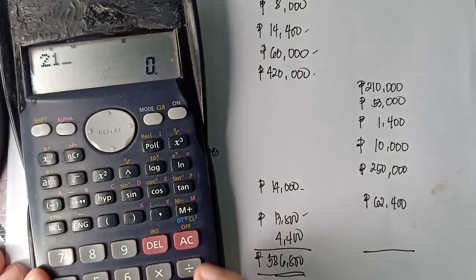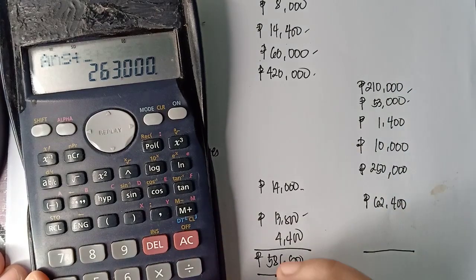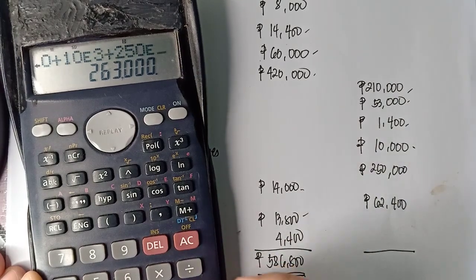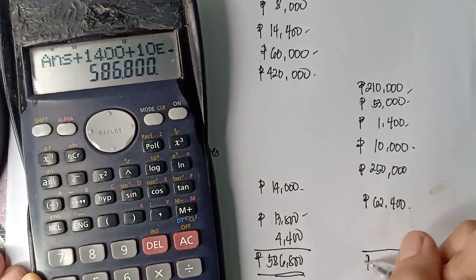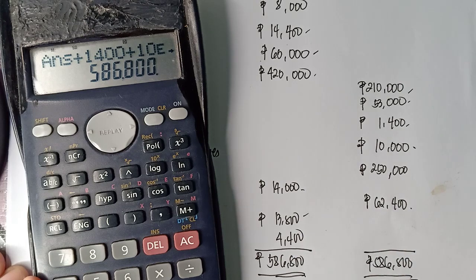The credit side starts with 210,000 plus 53,000 plus 1,400 plus 10,000 plus 250,000 plus 62,400. So that's it, we are correct: 586,800. Therefore, the debit and the credit side are equal. They have the same total of 586,800. So our transactions are balanced.